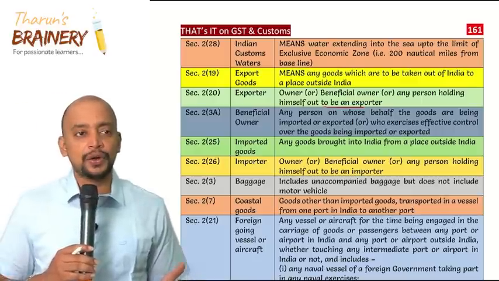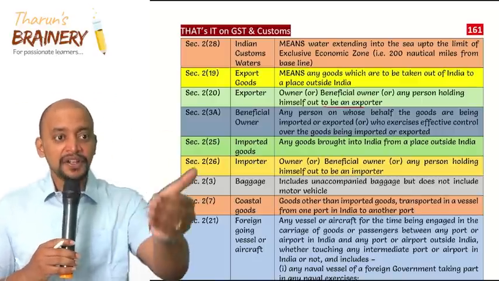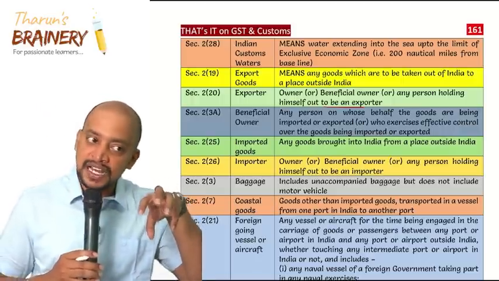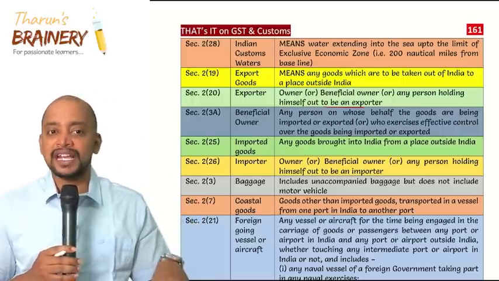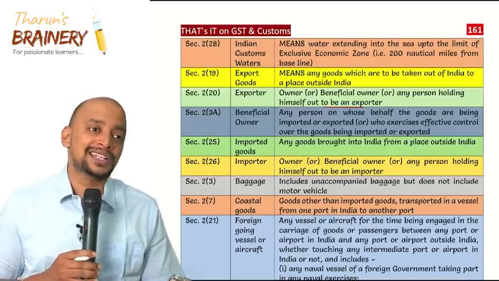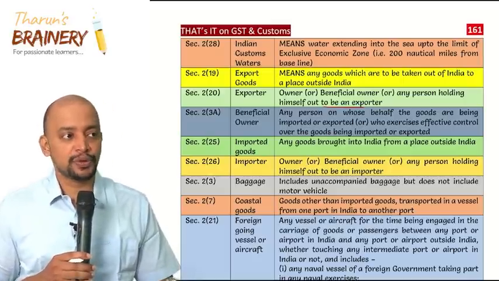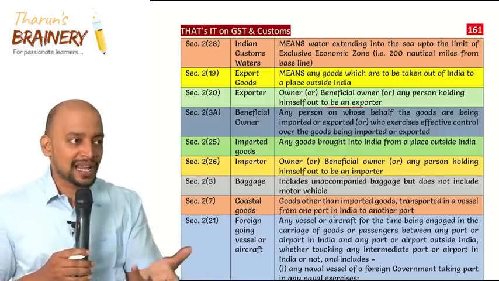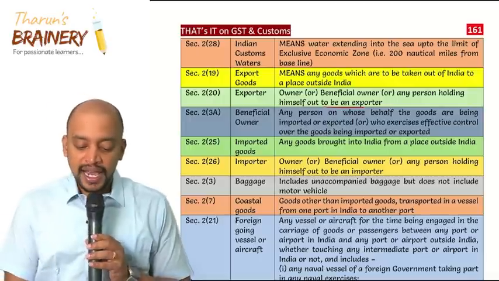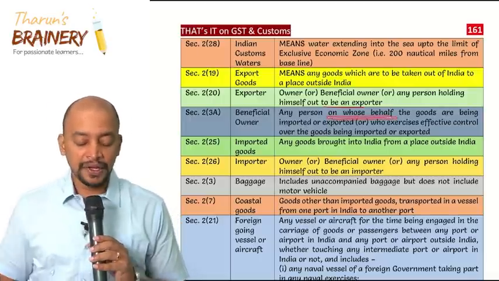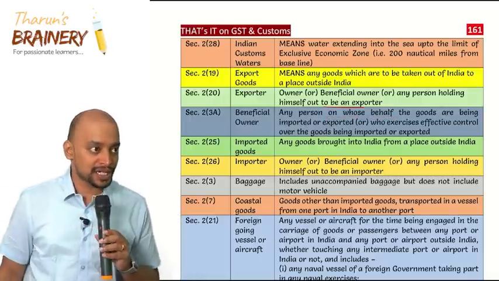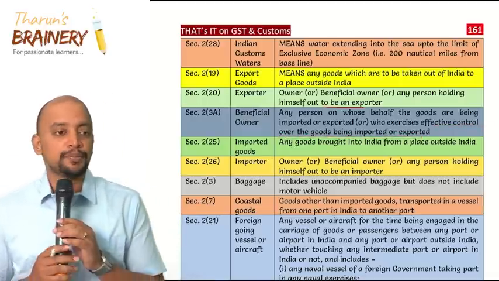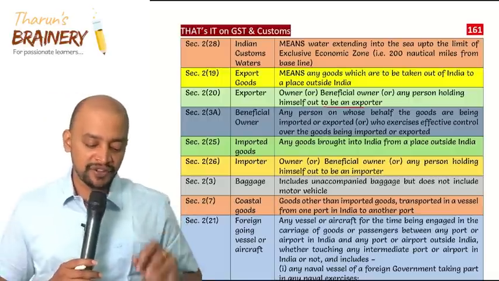Owner, beneficial owner, or any person holding himself out to be importer. Who is beneficial owner? The person on whose behalf the goods are imported or exported is known as beneficial owner. Actually those goods are mine, but I don't have the license or the contacts in the foreign country to make the export or import. So in that case, I will take your assistance. Now in that case, I am the beneficial owner. Any person on whose behalf the goods are being imported or exported, or who exercises effective control over the goods being imported or exported, will be called beneficial owner.